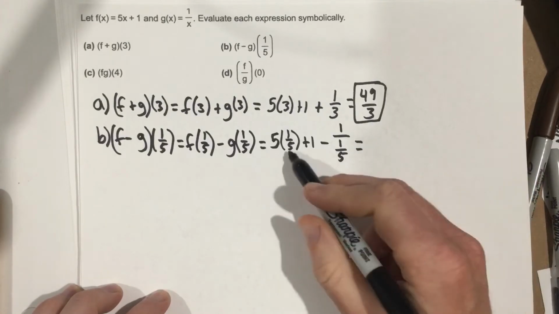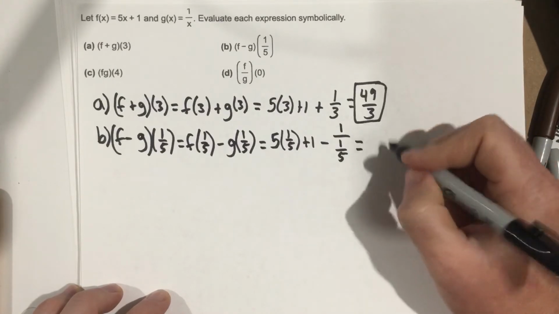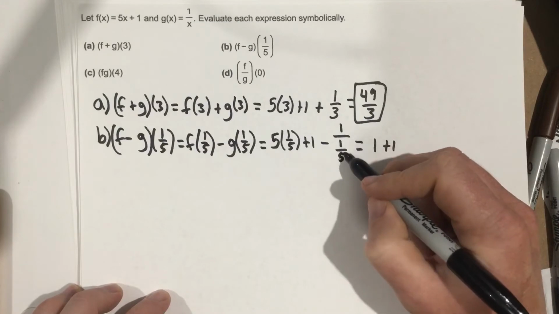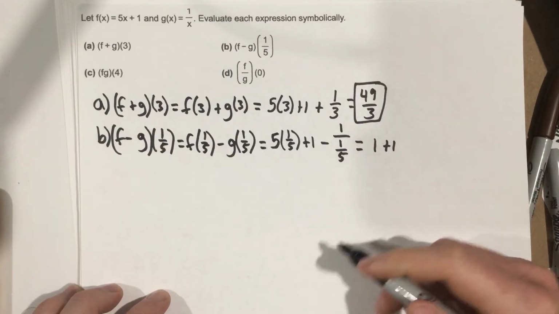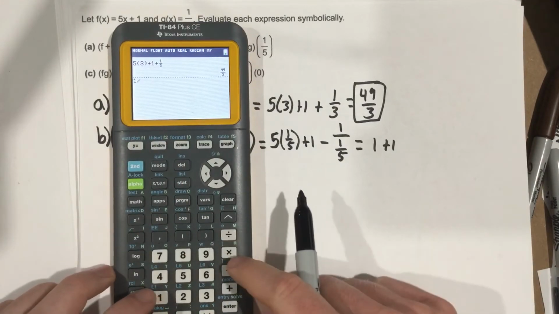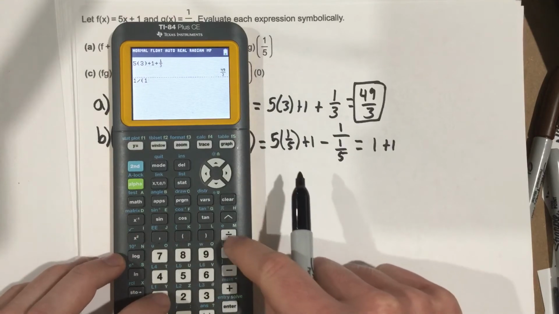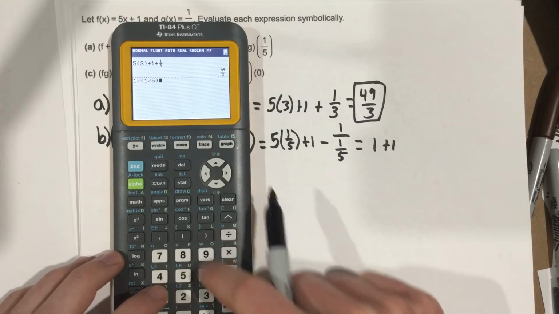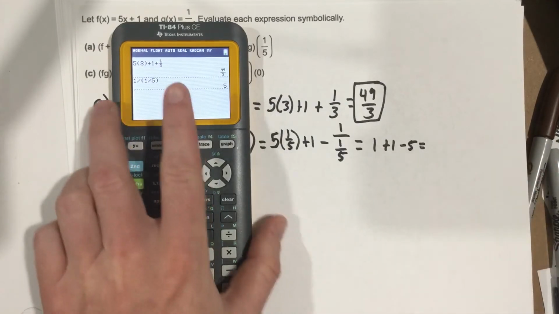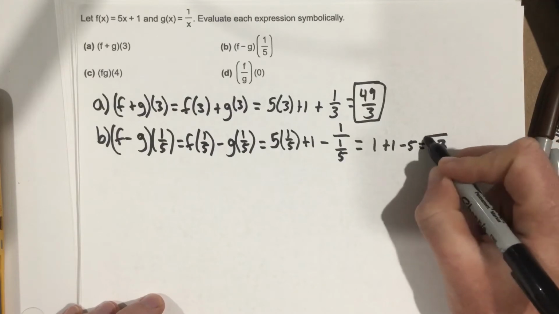I'm actually going to evaluate this a little bit by hand. I think it'll make it just a little easier. So 5 times 1/5 we know is 1, plus 1, and then 1 divided by 1/5, we flip it and multiply, and you can see 1 divided by 1/5 is just 5, so we end up with negative 5 there. So 1 plus 1 minus 5 is negative 3.